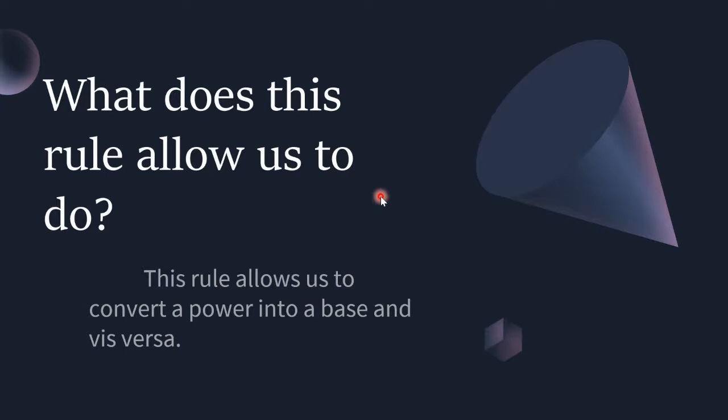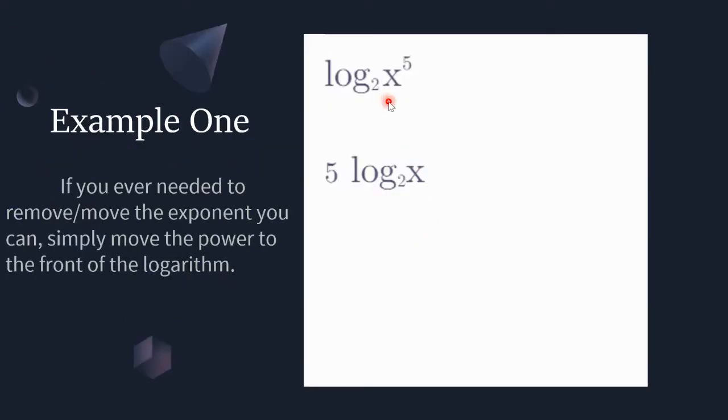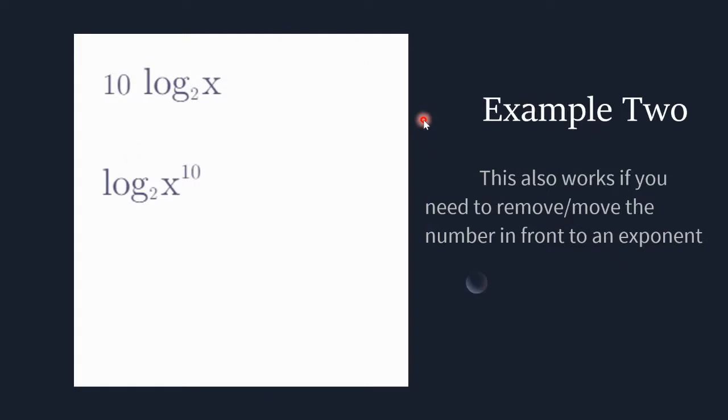Now, what does this rule allow us to do? This rule allows us to convert a power into a base and vice versa. So let's say, for simplicity's sake, that the equation specifically asks for no powers. What would you do in this situation with this thing right here? Well, you would move the 5 in front of the log. So instead of log 2x to the power of 5, it'd be 5 log 2x.